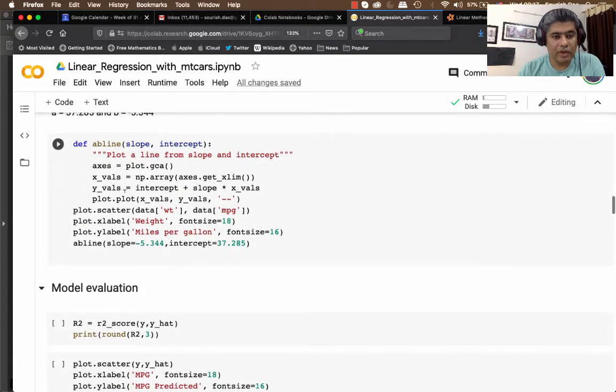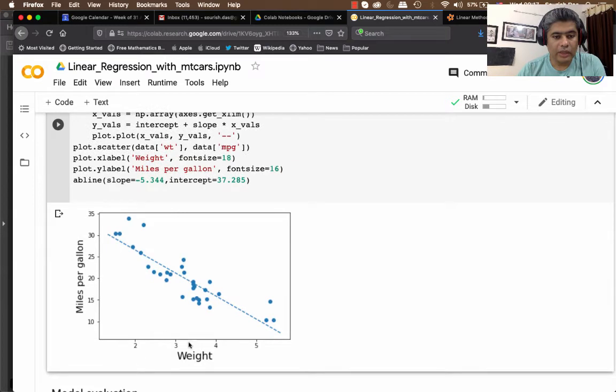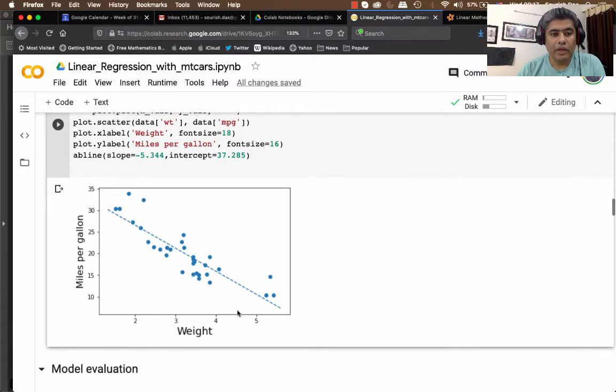Now I'm defining a function called abline, to plot a line from slope and intercept. We will provide the slope value and the intercept value, and it will draw a line. So if you run this piece, on the x-axis we plot the weight, on the y-axis we plot the miles per gallon, and here is the fitted line using the OLS method, where intercept is equal to 37.28 and the slope is negative 5.344.